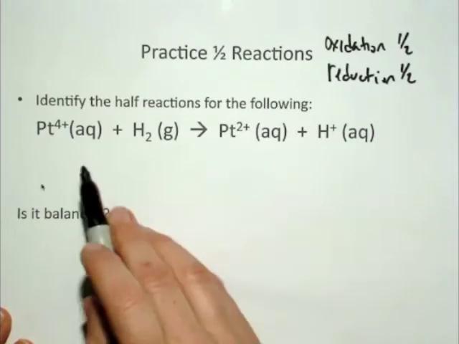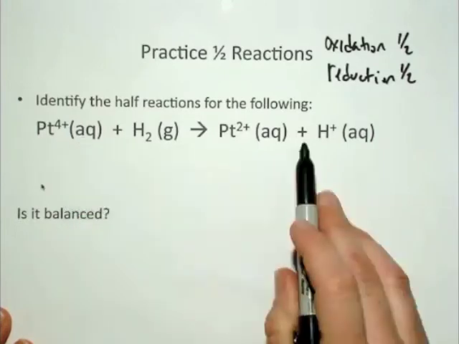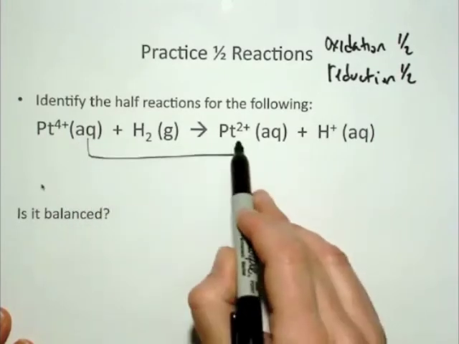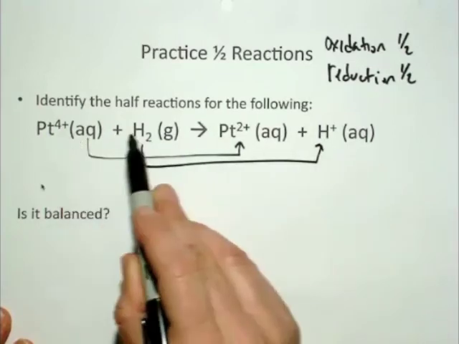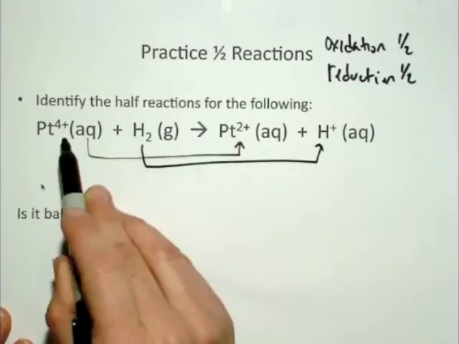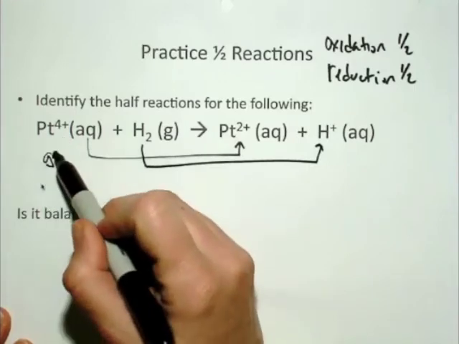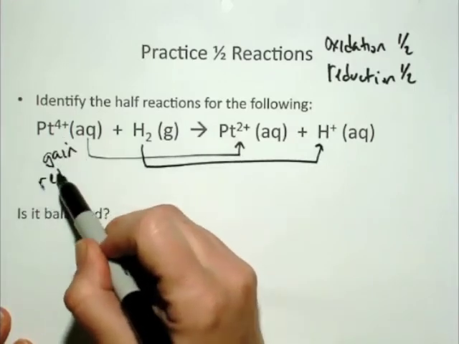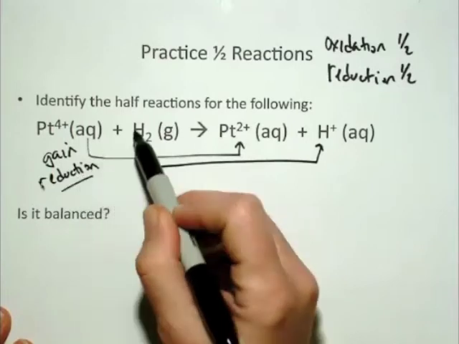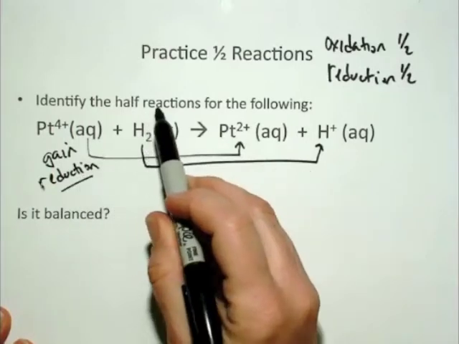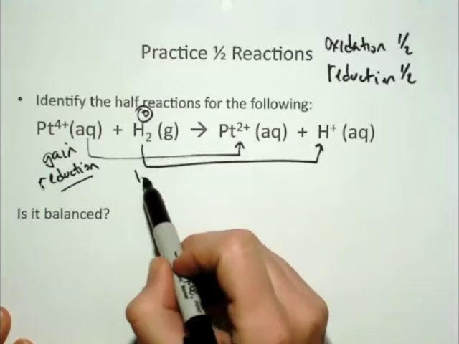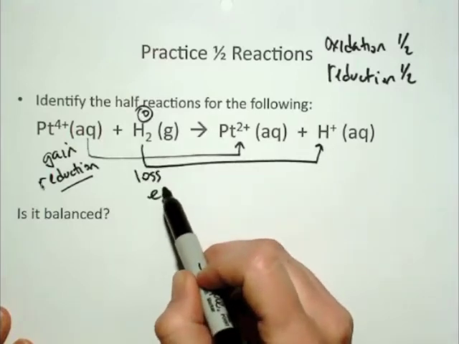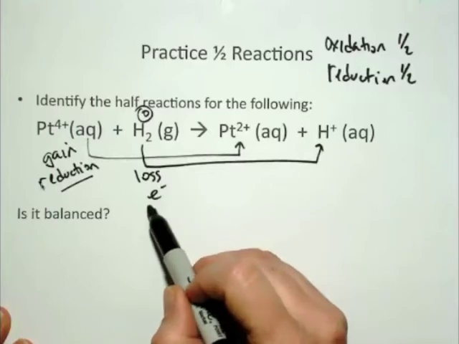if you want to identify the half reactions, you have to first identify what's undergoing oxidation and what's undergoing reduction. In this case, the platinum is going from +4 to +2, so that must be a gain of electrons, so that must be undergoing reduction. And the hydrogen is going from a 0 oxidation state to a +1, so that must be a loss of electrons. Okay, so a loss of electrons indicates oxidation.